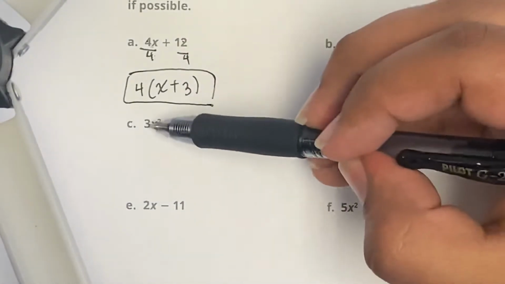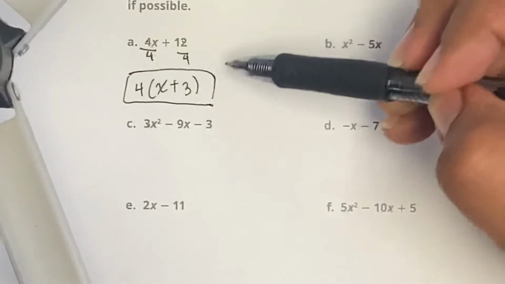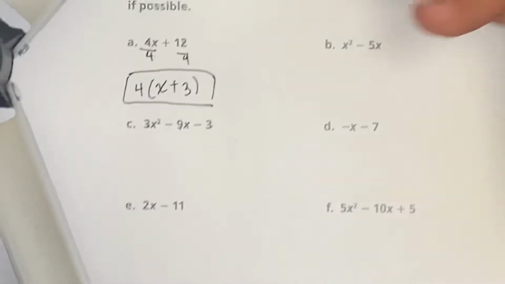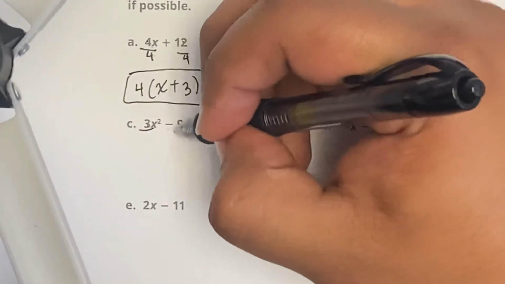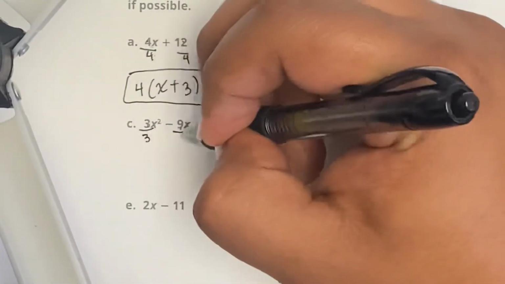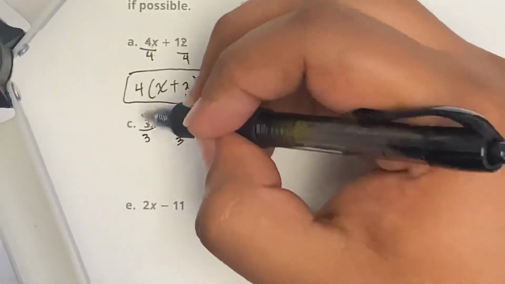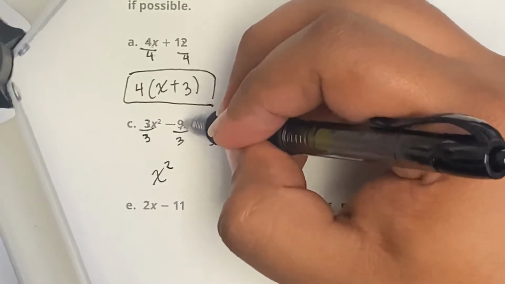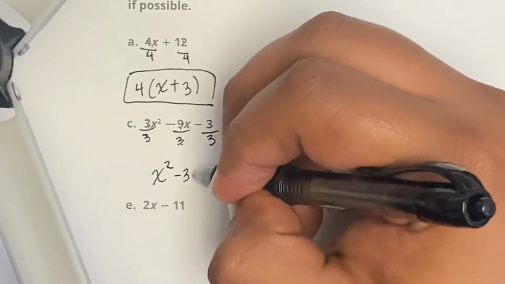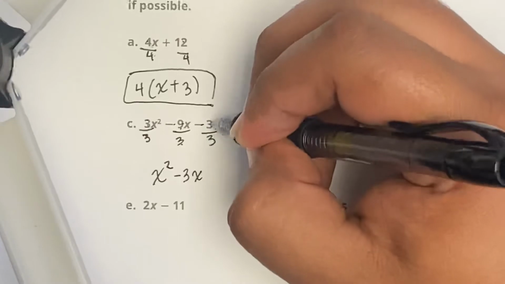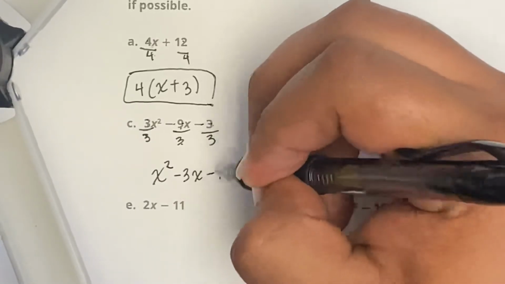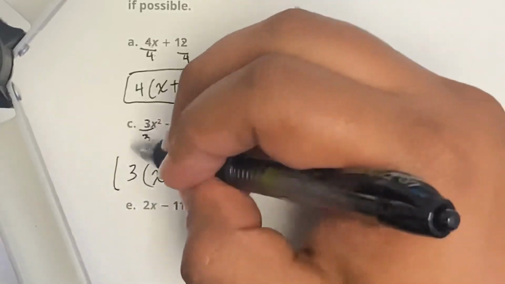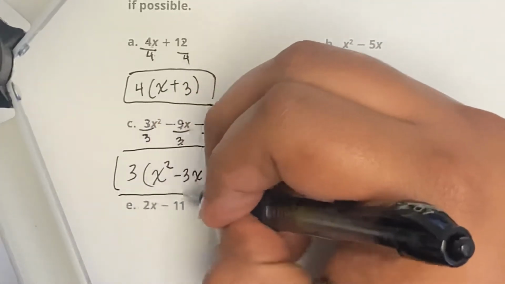Letter C, looking at my first value, 3. Yes, it does go into 9. Yes, it does go into 3. 3 divided by 3 just gives me x squared. Negative 9 divided by 3 just gives me negative 3x. Negative 3 divided by 3 just gives me negative 1. Don't forget, since we divide by 3, I have to put it in front of the parentheses.